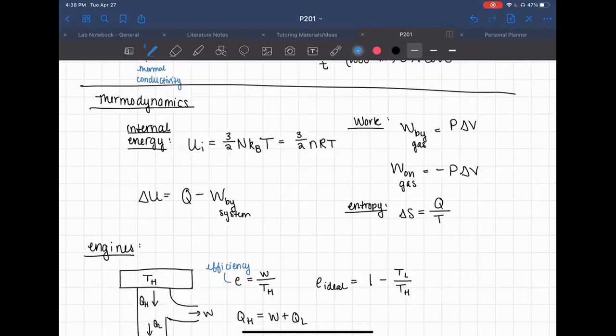And then the last thing, as far as thermodynamics specific, I have on here is just the entropy. The change in entropy, which we call capital S, is equal to the heat divided by the temperature.